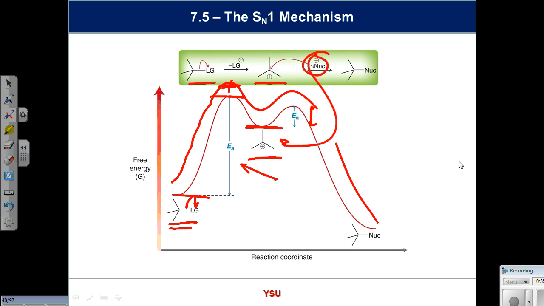Sarah. Okay, so if it's tertiary, it's going to be SN1. If it's primary, it's going to be SN1. Yes, and that's a fair comment. Secondary is a nightmare. It's not necessarily. Secondary is Halloween.